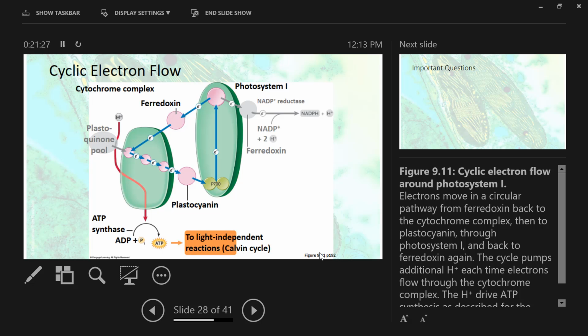And another condition is when ATP levels are really low. When ATP levels are really low, it can shift the cell over into cyclic electron flow. All right. Any questions about the light-dependent reactions of photosynthesis?